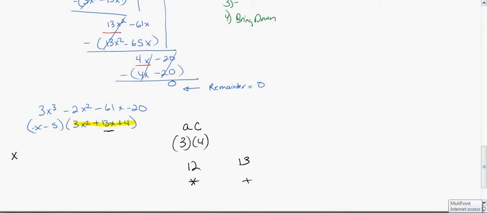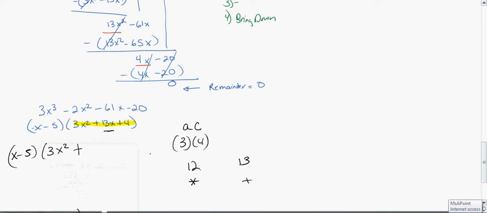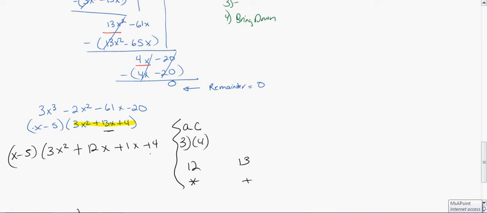So I'm going to rewrite my x minus 5, keep him over there on the side. Keep 3x squared. And then I'm going to split up 13x into a positive 12x plus 1x. And then my plus 4. All right. Split this down the middle.